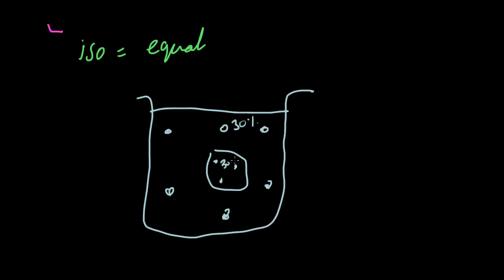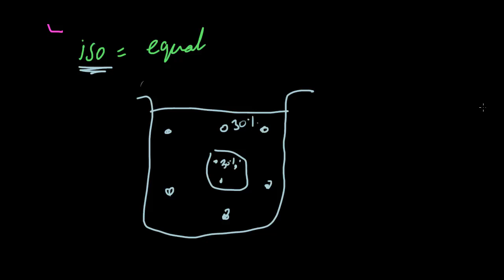So the solute concentration inside the cell is the same as the solute concentration outside the cell. Isotonic is one of the easiest ones, and it should be easy to remember because of the first thing: iso means equal. Equal throughout the entire solution. That's all you need to know.